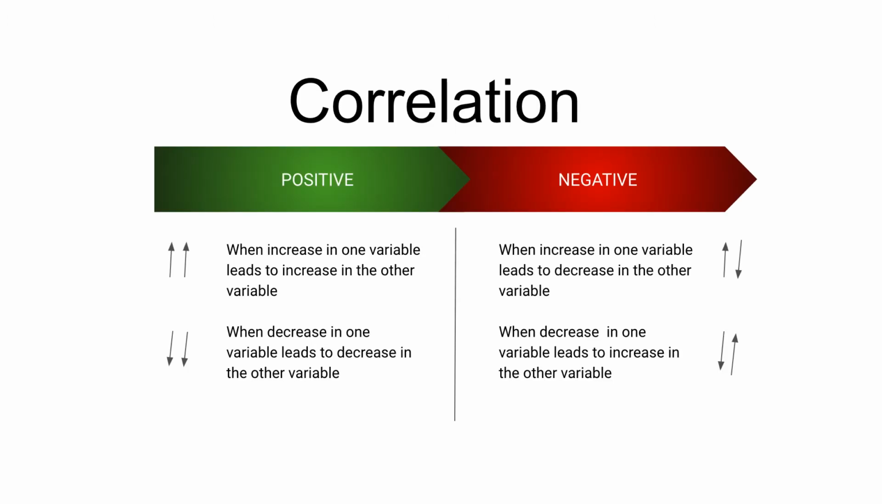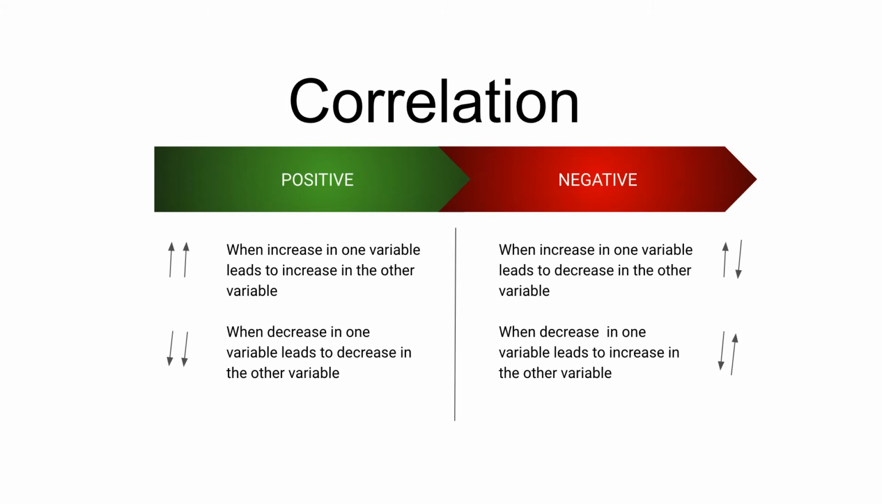For two variables x and y, if an increase in x causes a corresponding increase in y, then the variables x and y are said to be positively correlated. Similarly, if a decrease in x causes a corresponding decrease in y, then also the variables are said to be positively correlated.